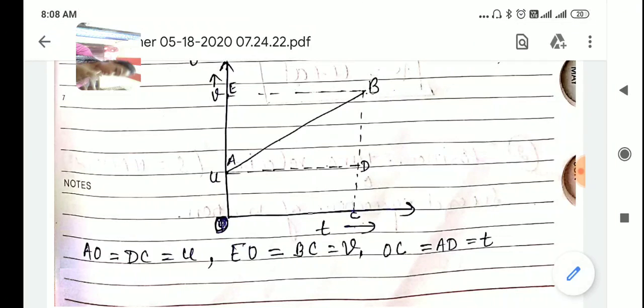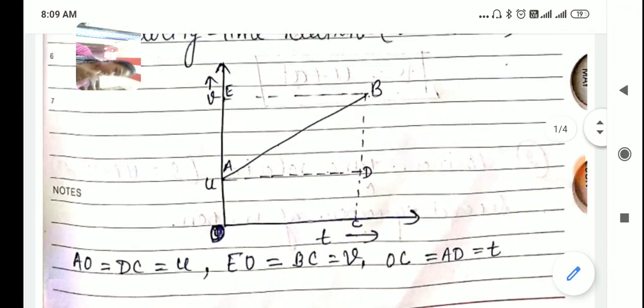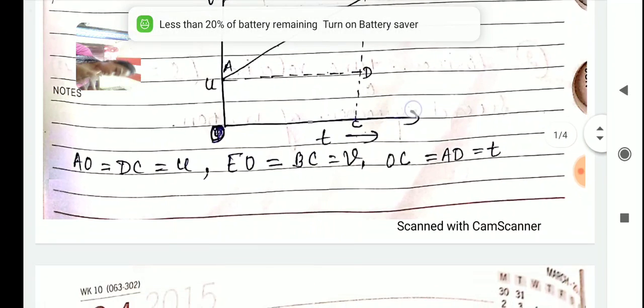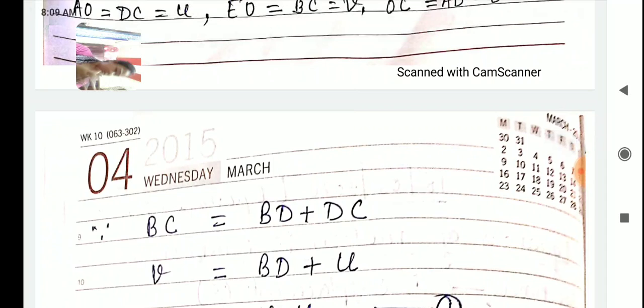So how can we write down the value of the final velocity BC? BC can be split into two terms. So we will write down here BC equals to BD plus DC.